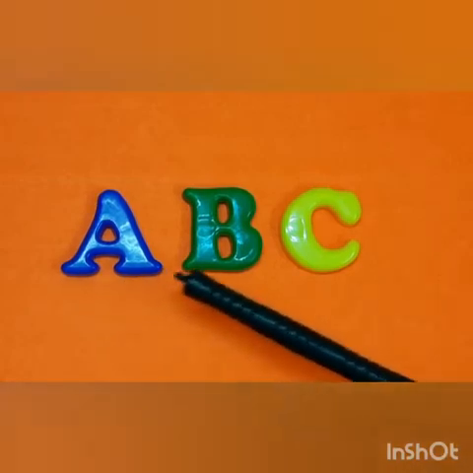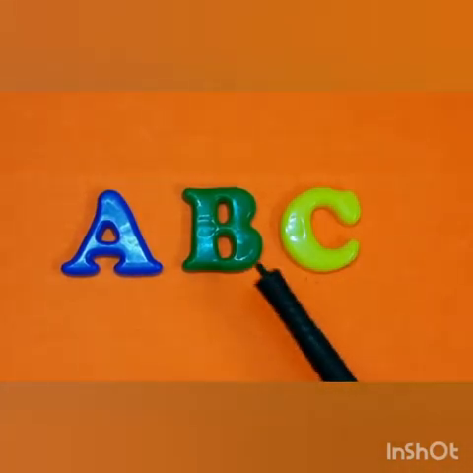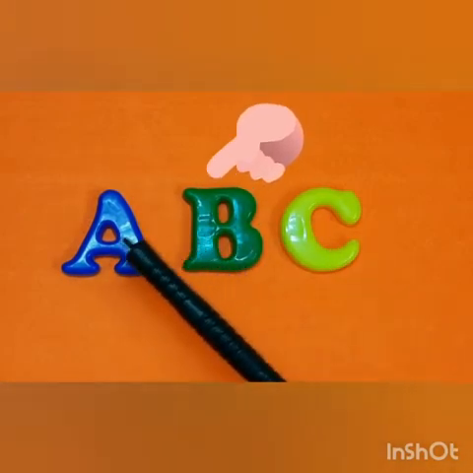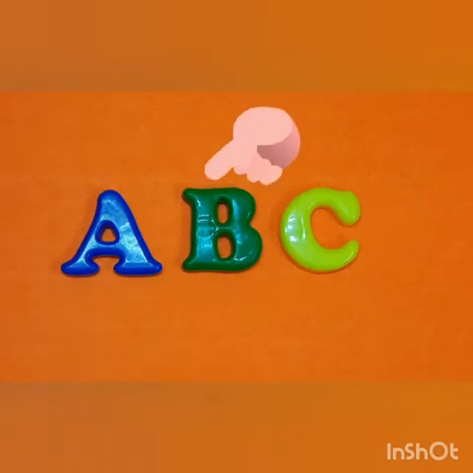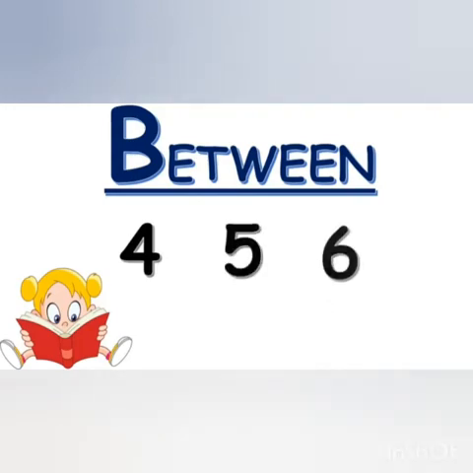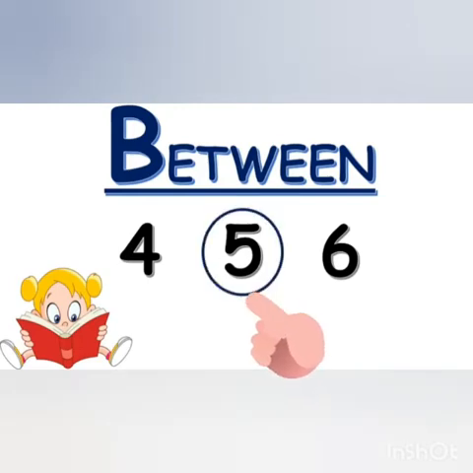Now here we have three letters A, B and C, and B comes in between A and C. Okay, B comes in between A and C. Let's see with the help of numbers. Here we have three numbers, 4, 5 and 6, and you have to find which number is in between number 4 and number 6. Between numbers are the ones that come in the middle of two numbers. So here number 5 is in between 4 and 6.